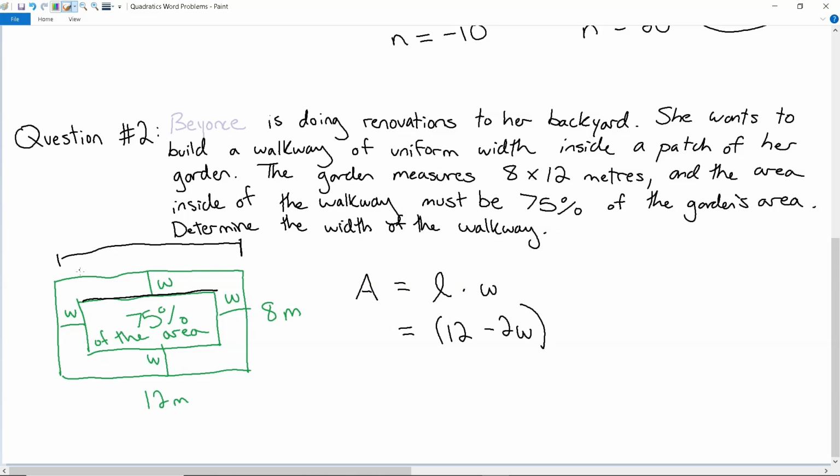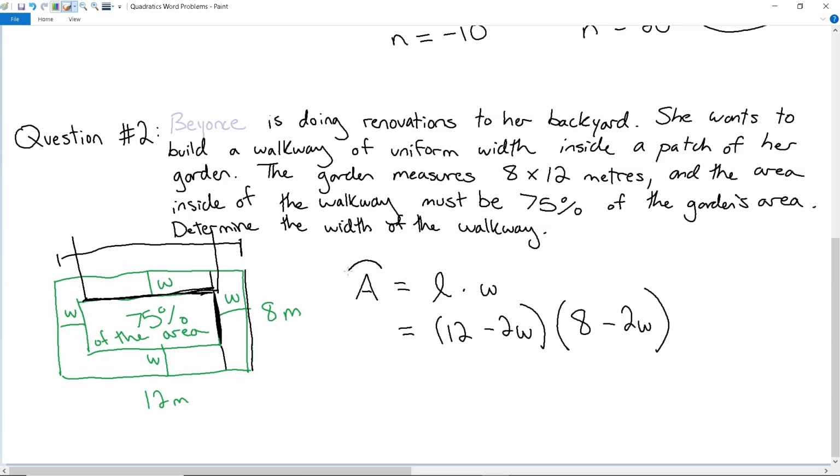Because if I took 12 meters and I shaved off the walkway, I would have my new length. And I'm going to do the same for this side here. Originally, it was 8 meters, but if we subtract this width and this width, which is our walkway, we get our new length. So that will be 8 minus 2w. Okay, so far so good.